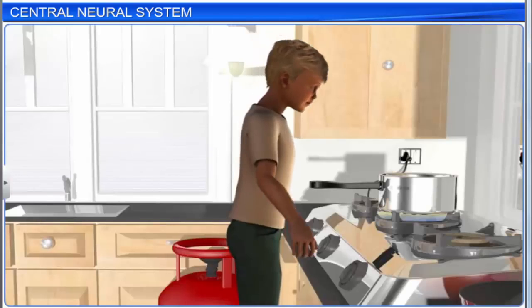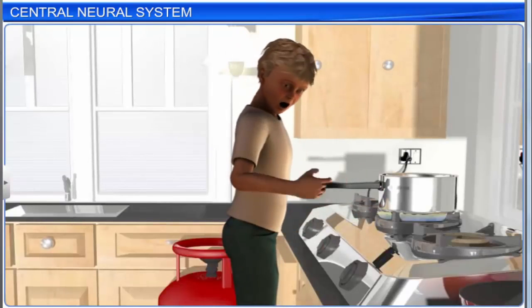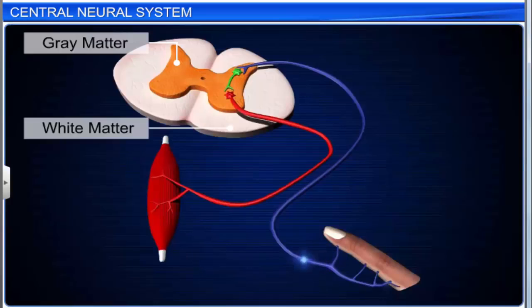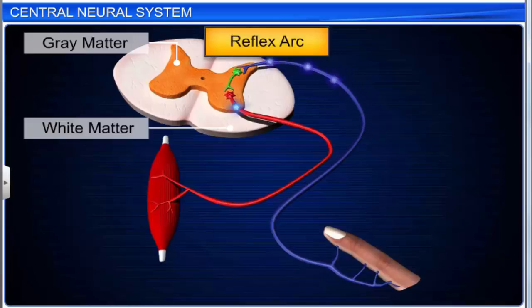We react instantly when we come in contact with an extremely hot or cold object, something poisonous, etc. This quick, immediate, involuntary response to an external stimulus that occurs without any conscious effort or thought is called reflex action. Such a reaction requires the involvement of only a part of the central neural system, mostly the spinal cord. The path through which the reflex action is conducted is also called the reflex arc.